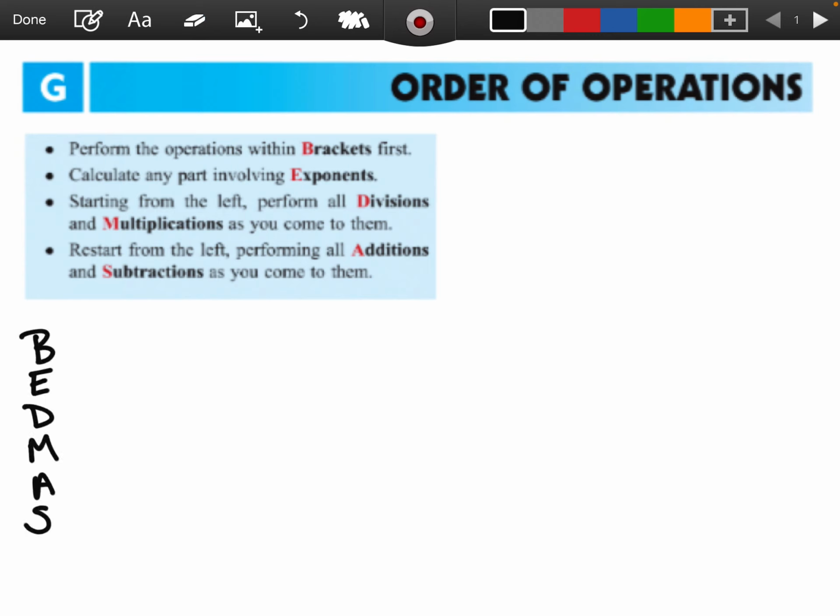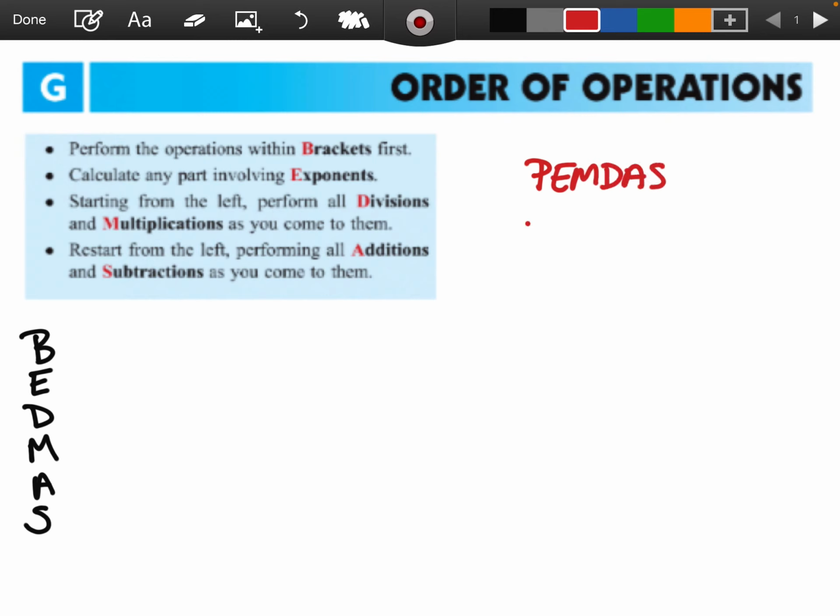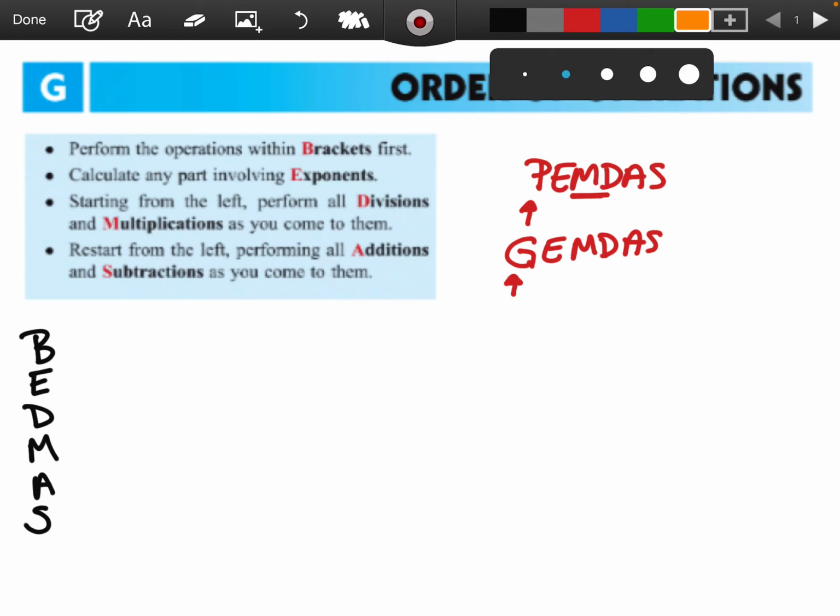You may have seen PEMDAS, where the P stands for parentheses and then the M and D are backwards. You might have seen GEMDAS, where the G stands for grouping symbols, so any kind of brackets and parentheses and anything like that. Or you might have seen something totally different. We're going to focus on BEDMAS because it's the acronym that's used in your textbook. So when you're performing operations, you're going to do the brackets first.